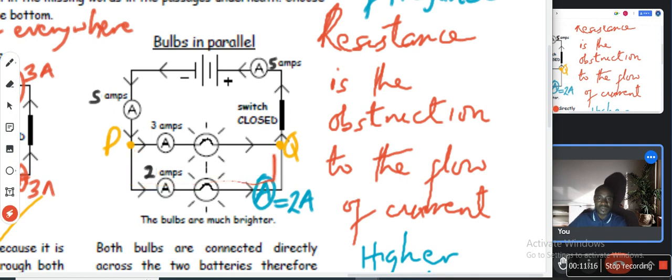2 amps. If I added an ammeter here, let me make it smaller. What will be the value of this current here?